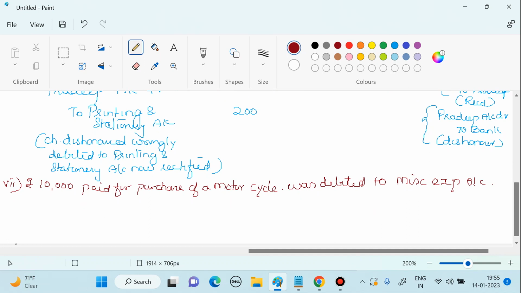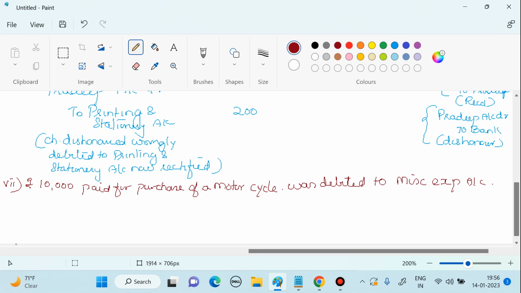Next one is rupees 10,000 paid for purchase of a motorcycle. So you're purchasing a motorcycle here. It was debited to miscellaneous expense account. Now ma'am, purchase of motorcycle is machinery account? No. Motorcycle is actually vehicles. But here there's no clarity whether it is for business use or for personal use. Okay. So this can be for personal use as well.